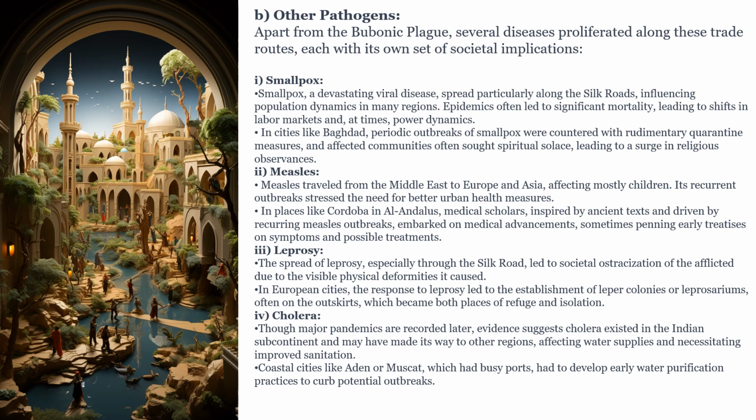We have cholera. Though major pandemics are recorded later, evidence suggests cholera existed in the Indian subcontinent and may have made its way to other regions, affecting water supplies and necessitating improved sanitation. Coastal cities like Aden or Muscat, which had busy ports, had to develop early water purification practices to curb potential outbreaks.